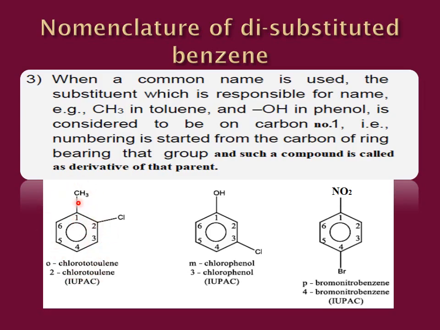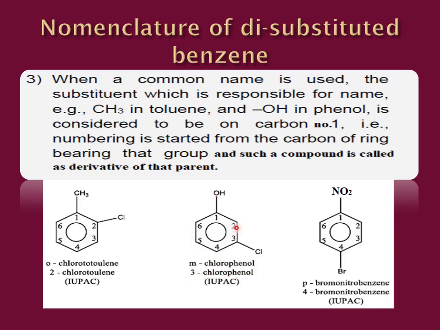Similarly, look at the second example. If we are not having chlorine over here, this is the structure of phenol. We are having chlorine on the third carbon atom. So it is metachlorophenol or 3-chlorophenol. So 3-chlorophenol is the derivative of phenol.